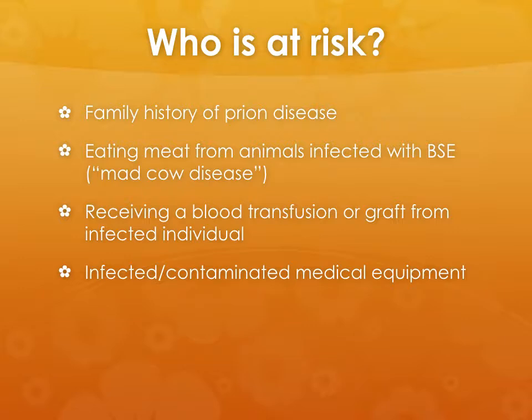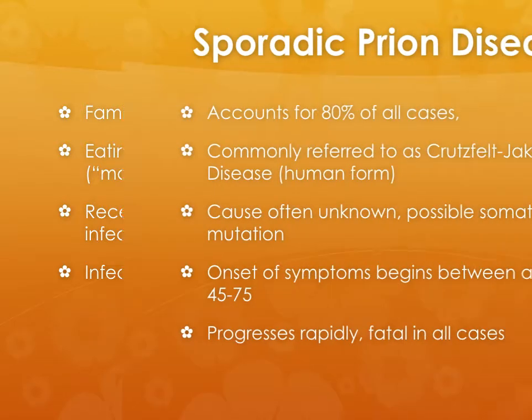Additionally, prion disease can spread through direct contact of infected tissue, so eating meat from animals infected with prion disease, often referred to as mad cow disease, receiving a blood transfusion or medical graft from an affected individual, or having an operation with contaminated medical equipment can also put you at risk, even though the likelihood of these events has drastically decreased with recent safety implementations.